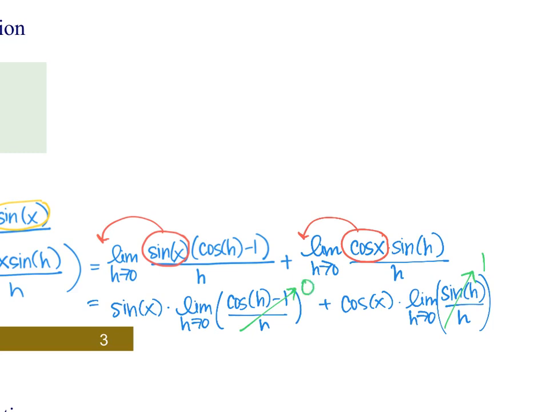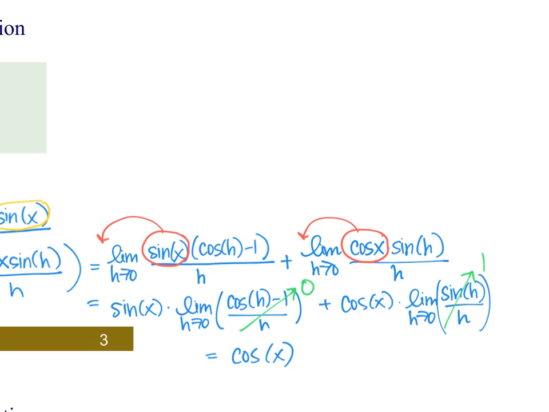And since that limit value is 0, you could also prove it with the squeeze theorem, which we do know. So we can rest assured that that value is 0. And so 0 is going to wipe out the sine of x, and 1 will multiply by cosine of x. And so we get cosine of x as our answer.